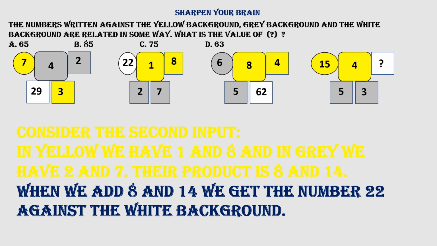Consider the second input. In yellow we have 1 and 8. And in gray we have 2 and 7. Their products are 8 and 14. When we add 8 and 14 we get the number 22 against the white background.